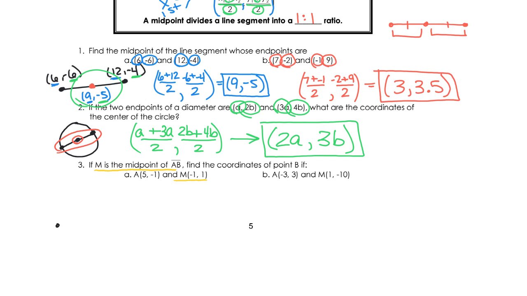So this is almost what I would call a work backwards one. What they are giving me is the coordinates of A, which is at 5, -1. They're giving me the coordinates of M, which is the midpoint at -1, 1. And they're asking for the coordinates of B all the way down here. Okay, so we're not going to use the midpoint formula. We could, but I think that it's more difficult.